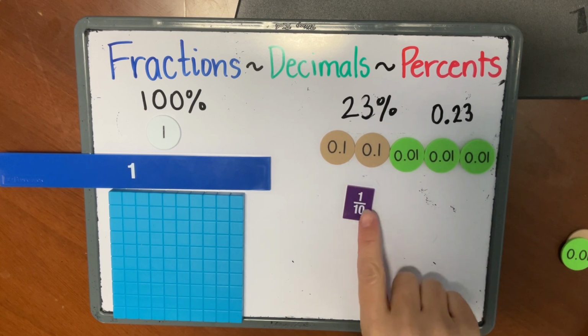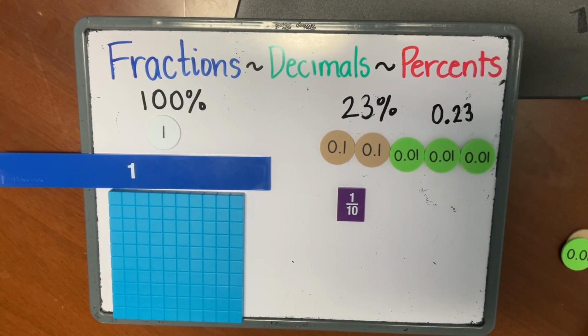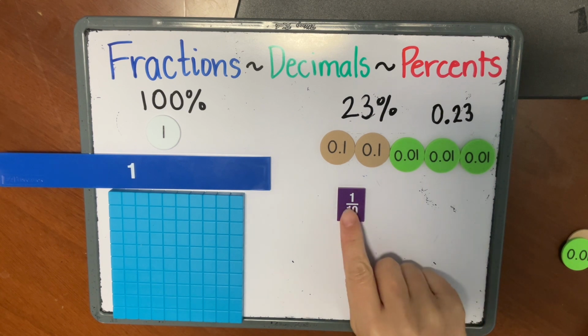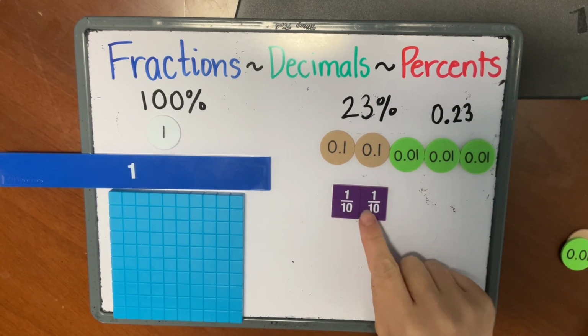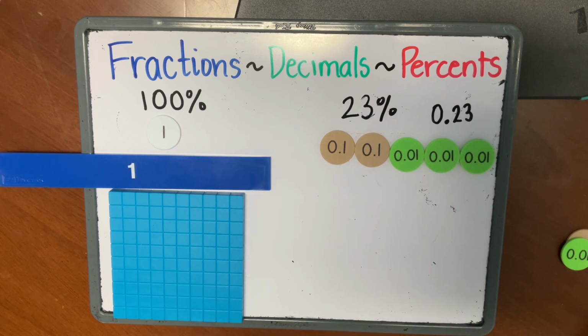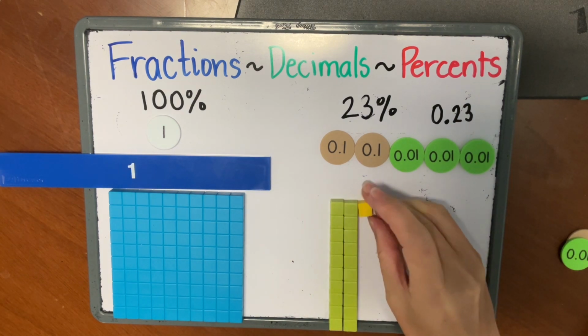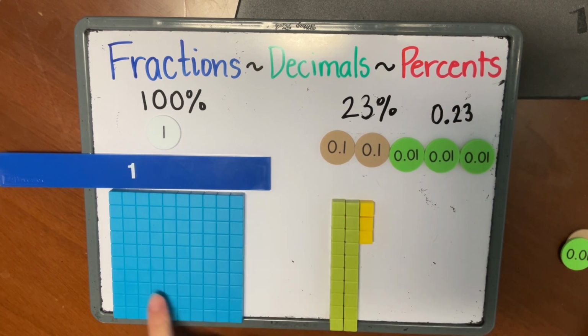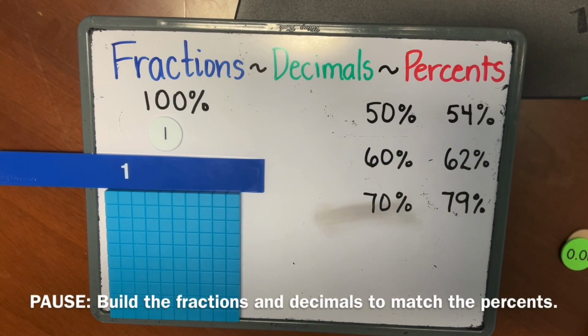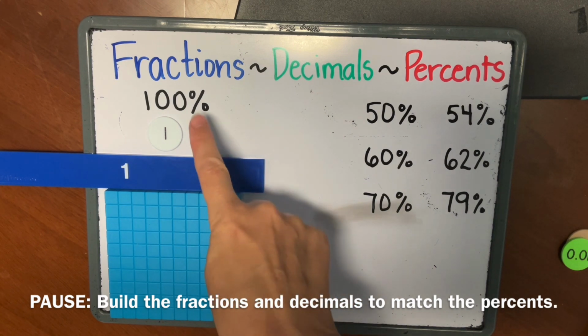Did you figure out I can't build with my fraction tiles? Why is that? I don't have hundredths in my fraction tiles. I can show the 20, but I can't show the 3/100ths because it's just too small of pieces. But I can show it with my base 10 blocks. Here I have 23% of the whole. Go ahead and build these other percentages into decimals and fractions using our tools here today.